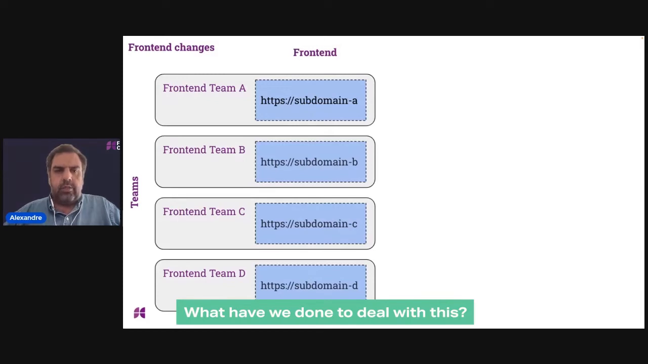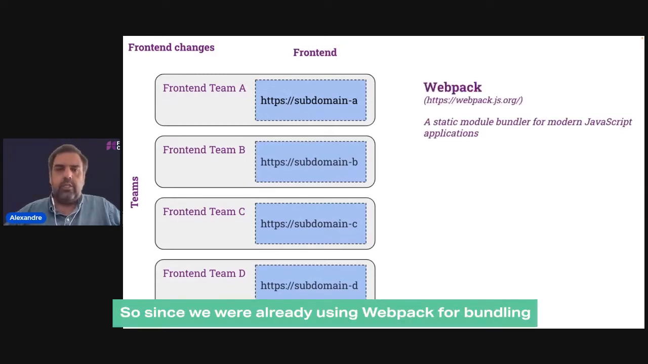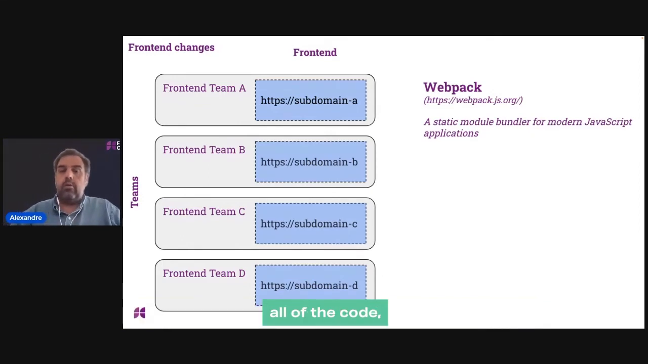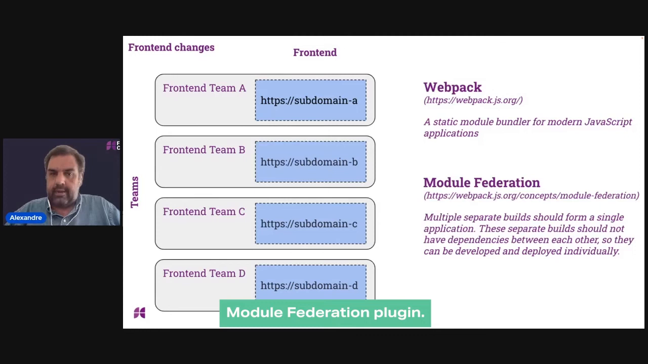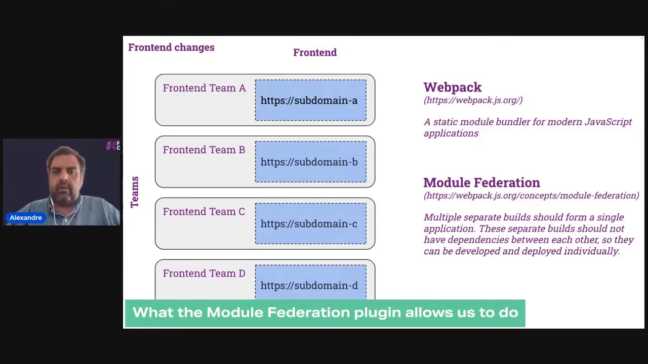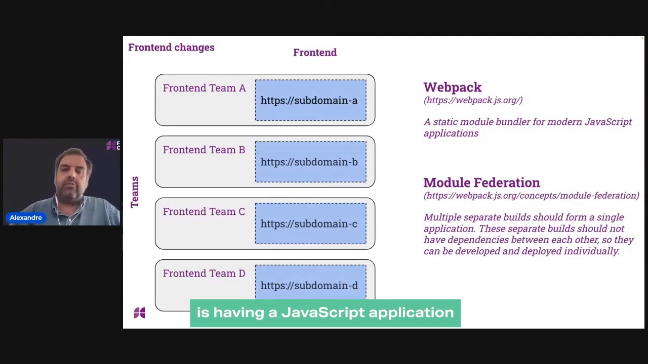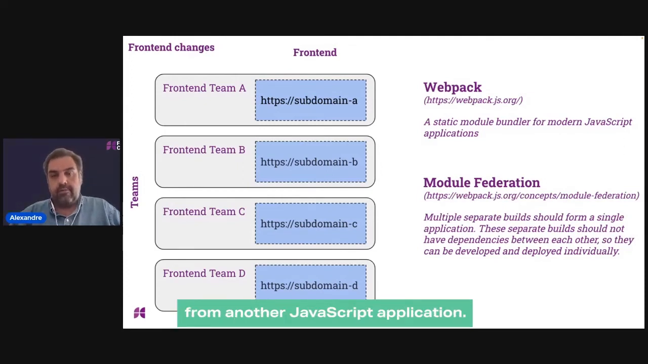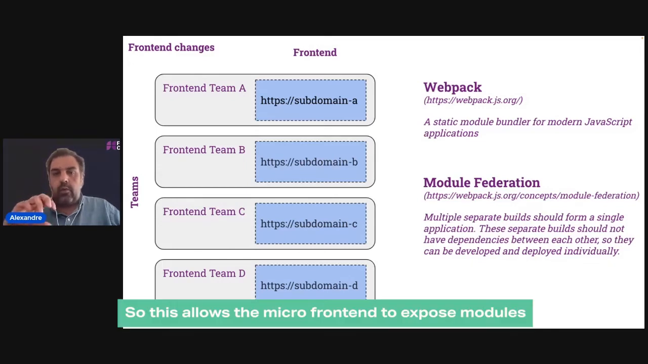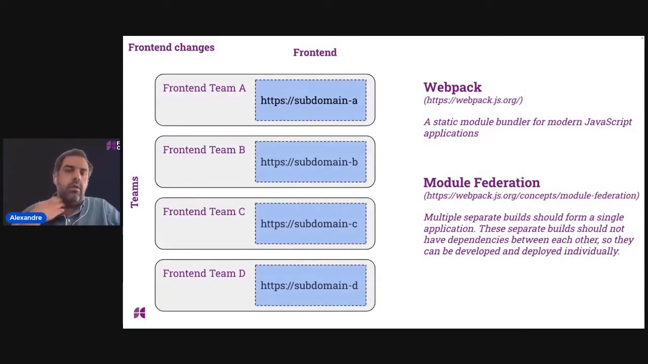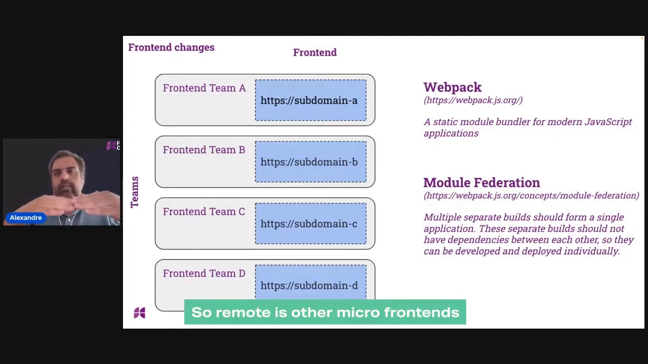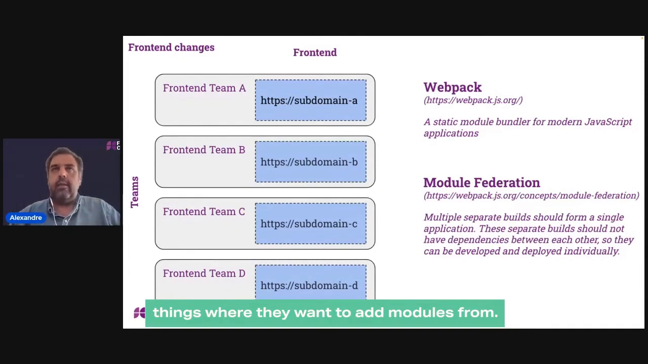What have we done to deal with this? Since we were already using Webpack to bundle all the JavaScript code, we also took a look at Webpack's Module Federation plugin. What the Module Federation plugin allows us to do is have a JavaScript application dynamically run code from another JavaScript application. So this allows a micro frontend to expose modules and to reference other micro frontends as remotes. Remotes are the other micro frontends from which they want to add modules.